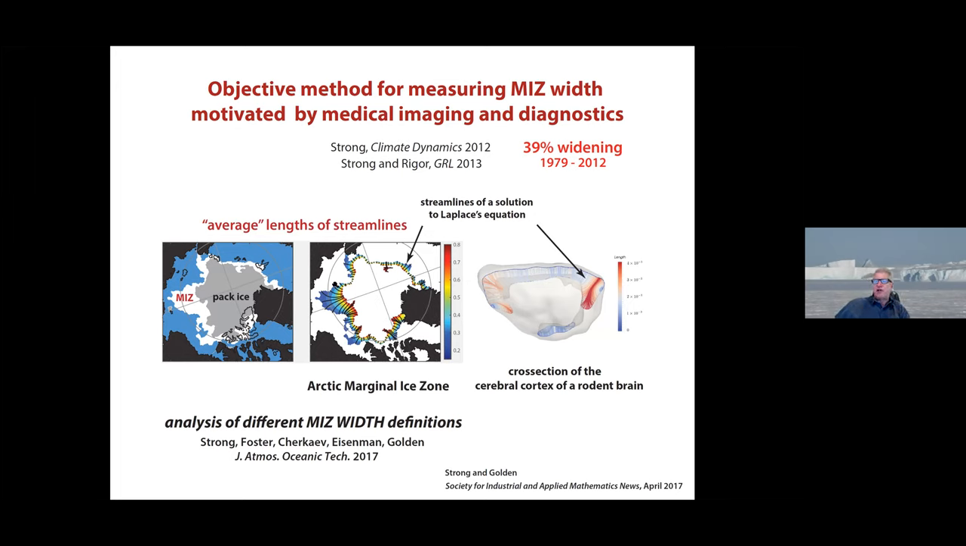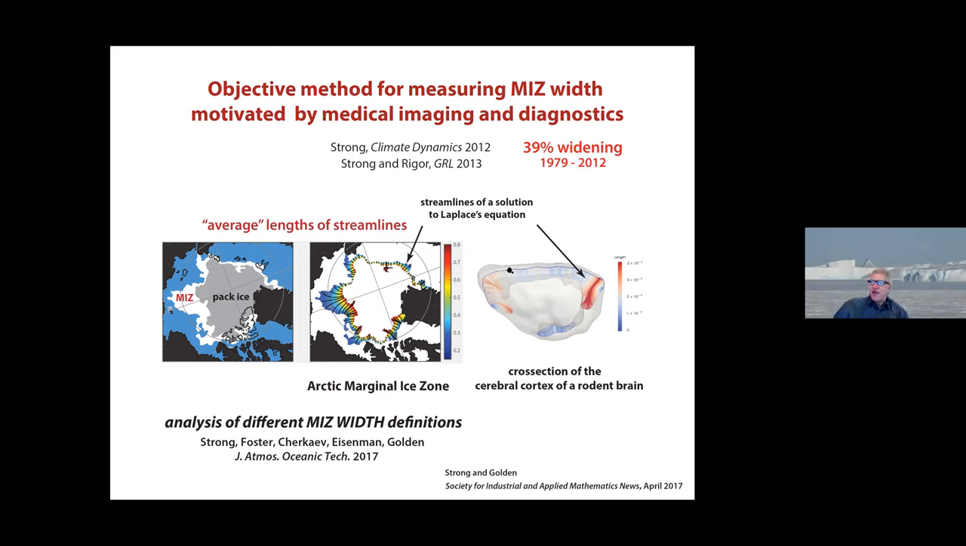And then you get these streamlines. Those are the electric fields. And you just go around the whole thing and you measure it. So you get an objective measure of the width by going around and measuring all the lengths of the streamlines. And then they've discovered that there's been about a 40% widening over the satellite era as the climate has warmed.